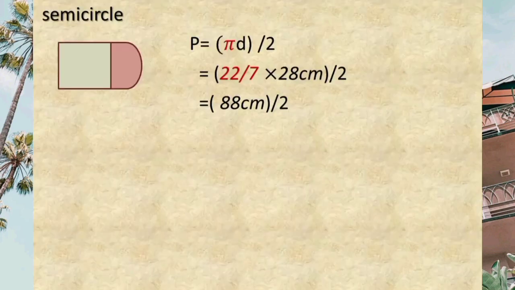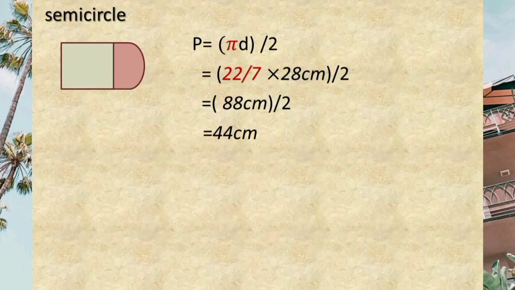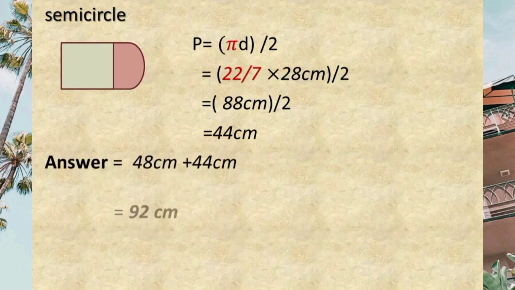So guys, in our working, all we did was multiply our pi, 22/7, times our diameter, 28 centimeters, and we got 88 centimeters. 88 divided by 2 then gave us 44 centimeters. Now we are just going to add the perimeter of the rectangle and the perimeter of the semicircle to get the perimeter of the composite shape. 48 plus 44 centimeters gives us 92 centimeters. And that is the perimeter of our composite shape.